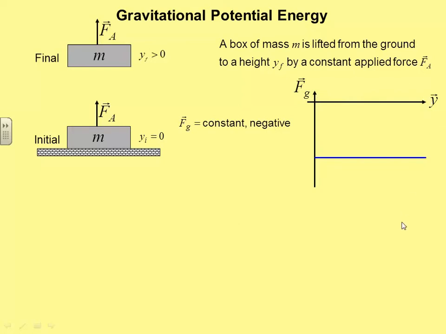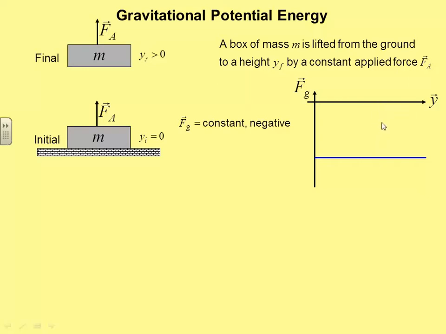Now, as we lift something higher and higher, we store more and more and more gravitational potential energy. So we want to define something on the graph that gets bigger and bigger as you lift the box higher and higher. Hopefully you notice what I'm pointing to. Something that gets bigger and bigger as y gets bigger and bigger is again the area under the curve, just like we did with the spring. And just like with the spring, this is a negative amount of area because it's under the y-axis.